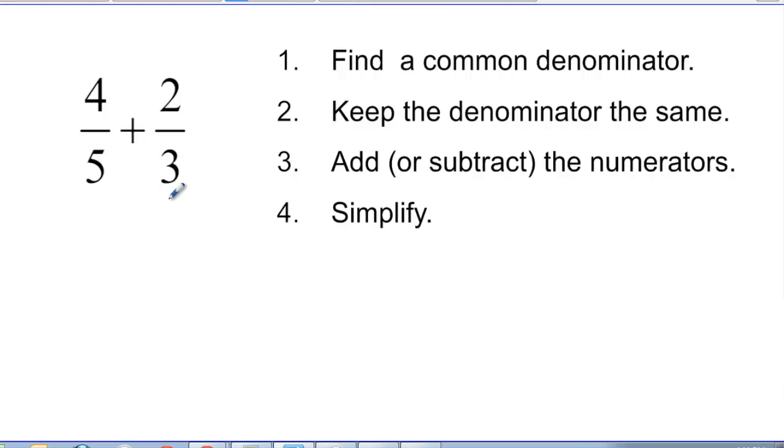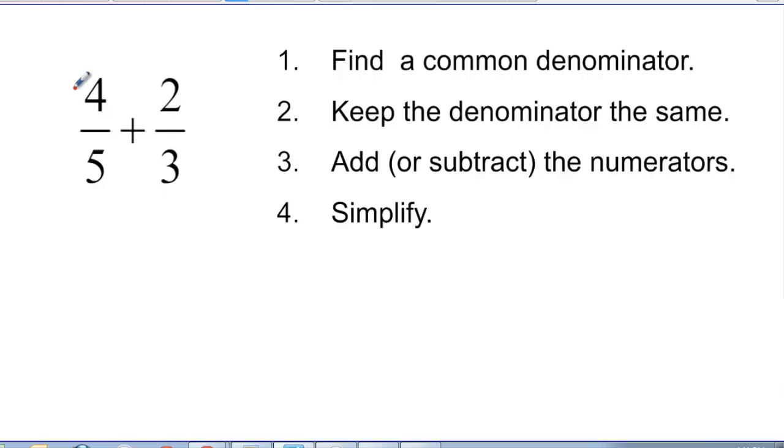So if I look at 5 and 3, a common denominator that I could use would be 15. There are others as well, but 15 is the lowest common denominator, and so a lot of times that's the one we like to use. It just makes the numbers smaller and easier to work with. However, you can use any common denominator that you want when you add fractions. You'll just have to simplify more at the end.